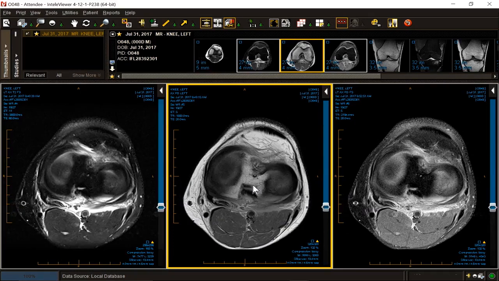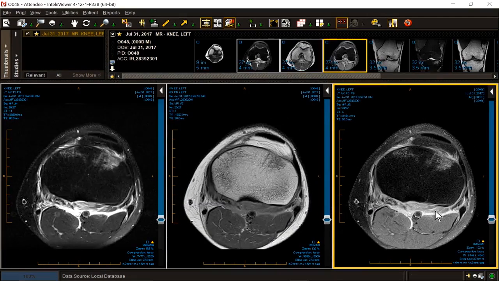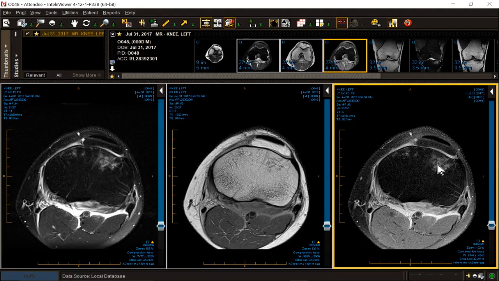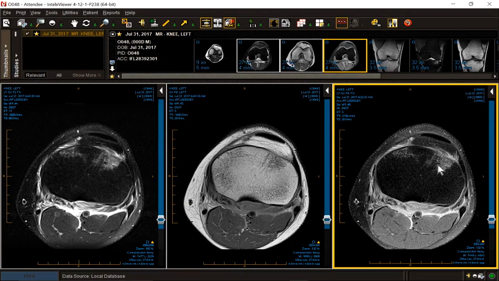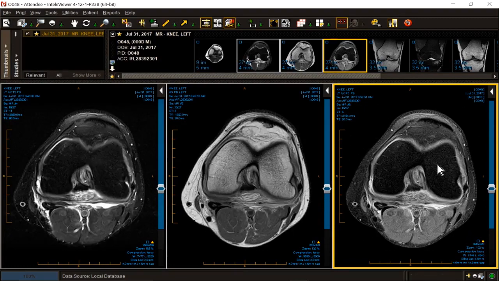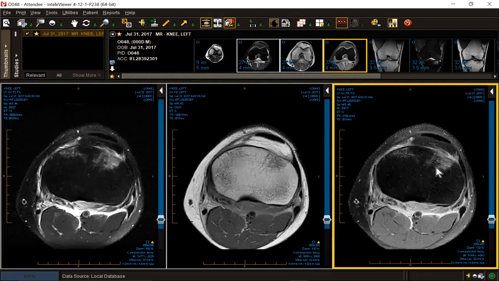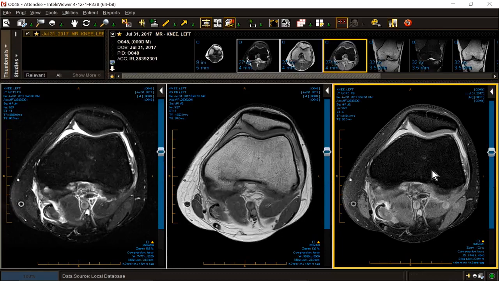Our PCL, swollen. How about the back of the knee? Very swollen. The tibial plateau is injured. Let's check out the corners. We know the lateral side because the lateral patellar facet is usually longer. So that's lateral.